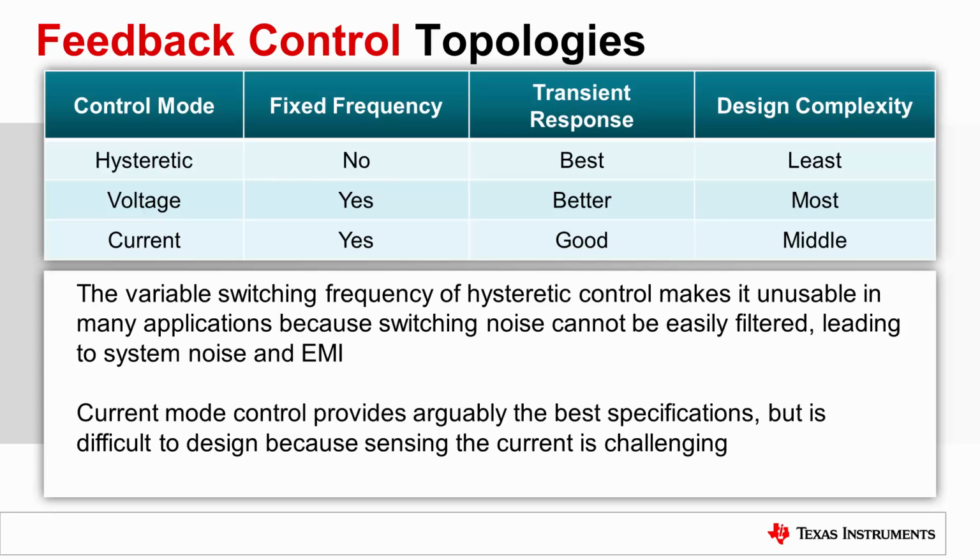Three main feedback control topologies are hysteretic mode, voltage mode, and current mode. All three are widely popular control methods in industry, and each offers unique benefits and trade-offs to a system. It is important to understand how each of these works to choose the best type for your application. We will take a closer look at each of these in the next few slides.